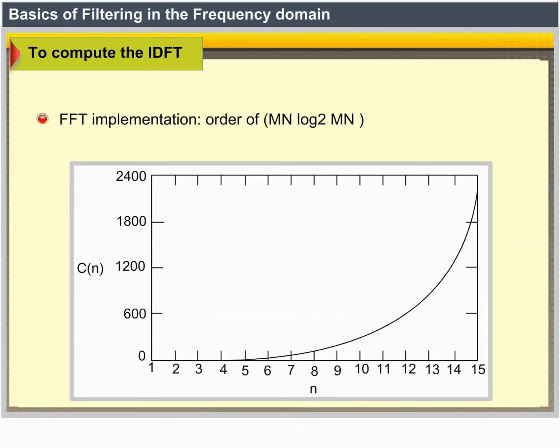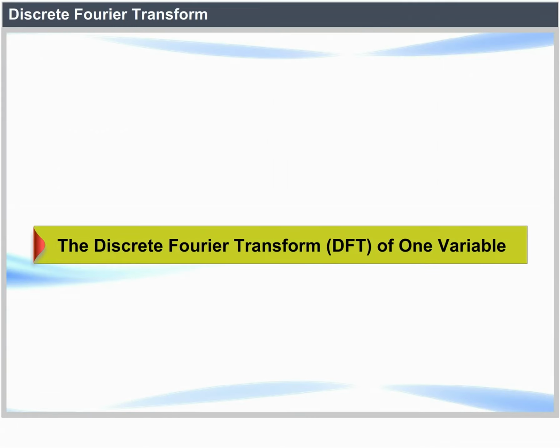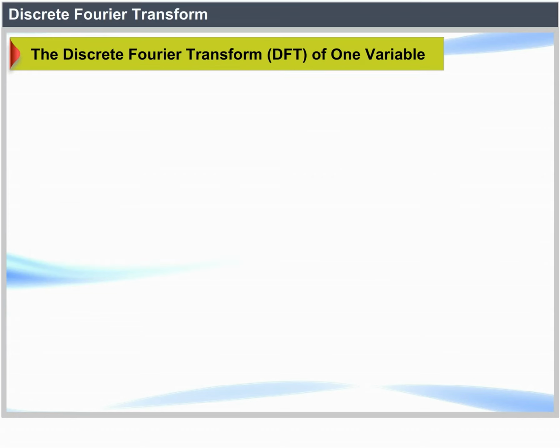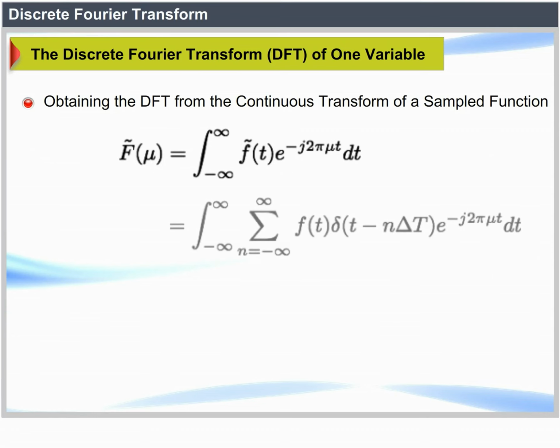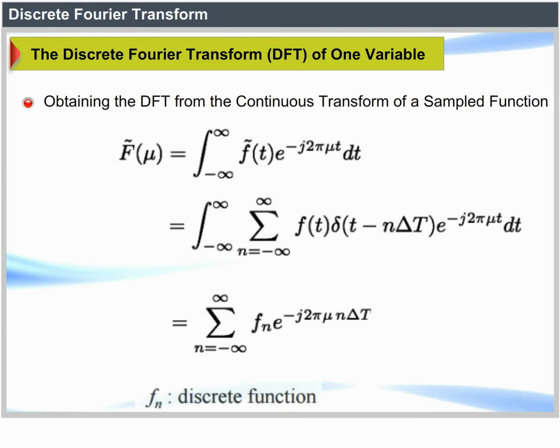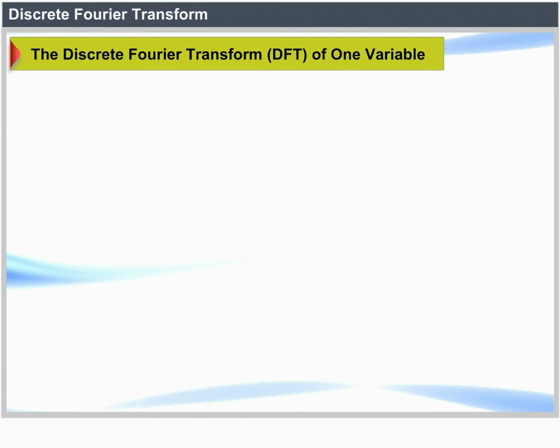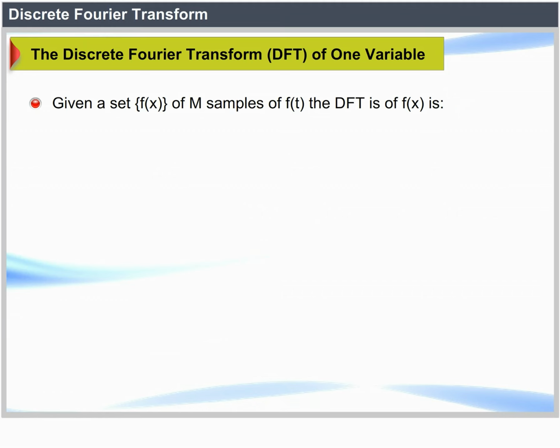Given a set f(x) of M samples of f(t), the DFT of f(x) is as shown on screen. The inverse discrete Fourier transform, IDFT, is shown on the screen. Both forward and inverse discrete transforms are infinitely periodic with period M. The discrete equivalent of the convolution is shown on the screen.